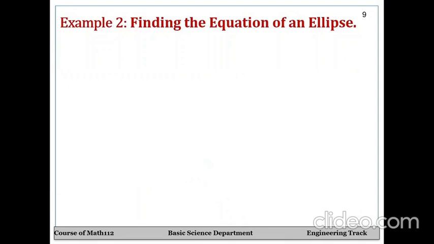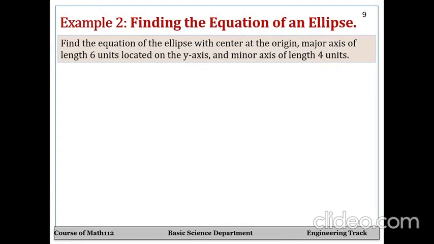Now let's solve this example. Find the equation of the ellipse with center at the origin and major axis of length 6 units located on the y-axis and minor axis of length 4 units. The important thing here is that the major axis, the long one, is 6 units and located on the y-axis, and the minor axis is 4 units. So the long one is on the y-axis.